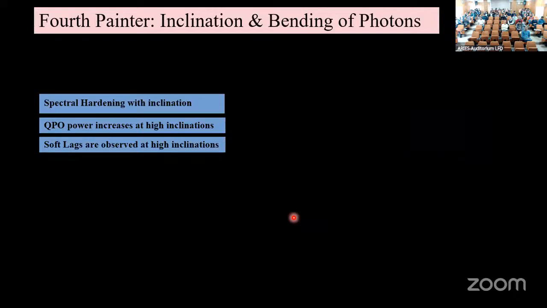So our fourth pointer is inclination and bending of photons. What it does is it hardens the spectra. QPO power increases with high inclination, and soft lags are observed at high inclinations.